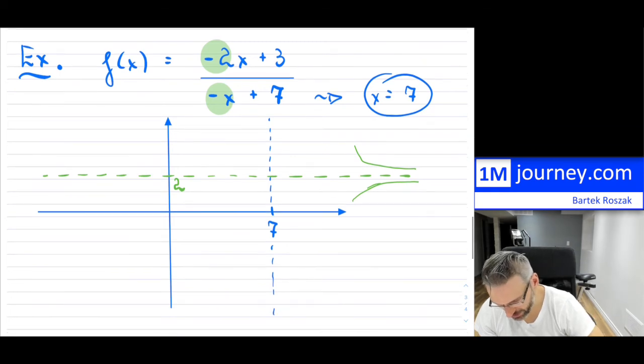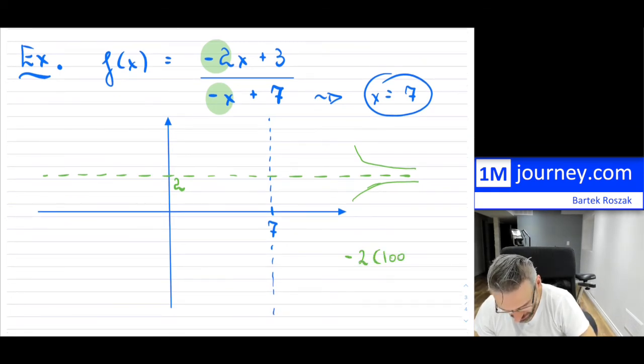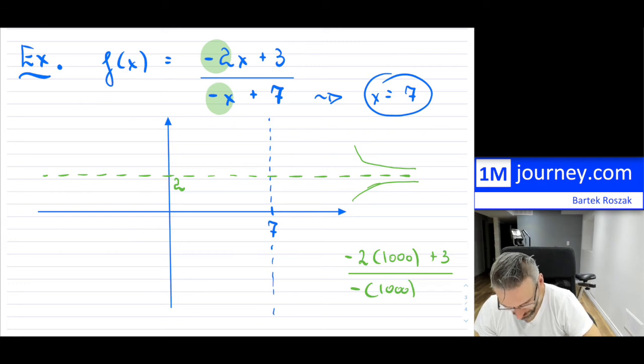All right. So in order to do that, I can certainly substitute a very big number. So let's say 1,000, or even 100, but let's put in 1,000, plus 3 all over, and then plus 7. This is something that you're just going to be checking for yourself.